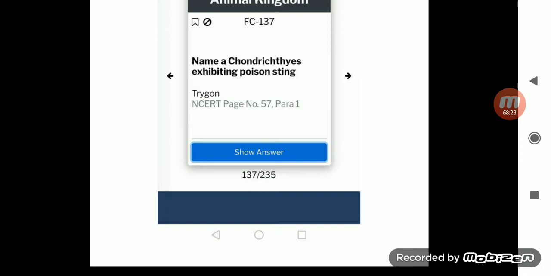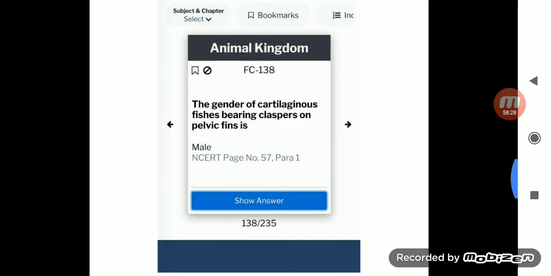Name a cartilaginous fish exhibiting a poison sting. Trygon. The gender of cartilaginous fish bearing claspers on pelvic fins is male.